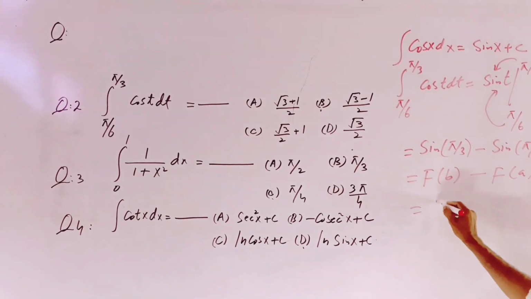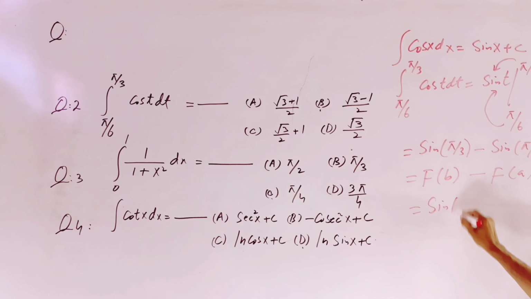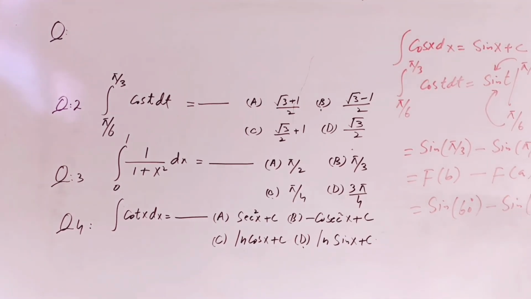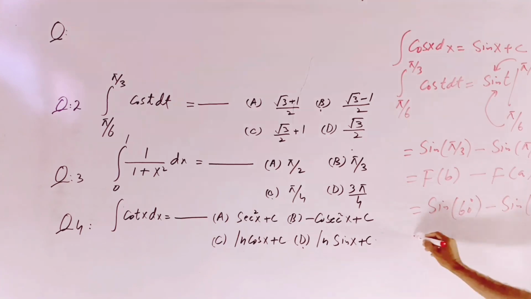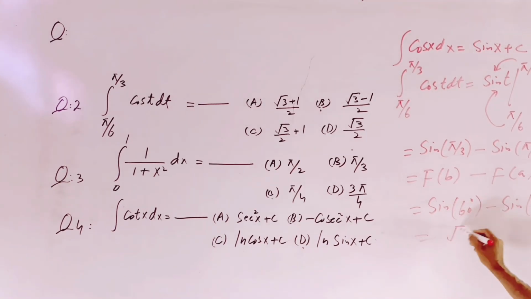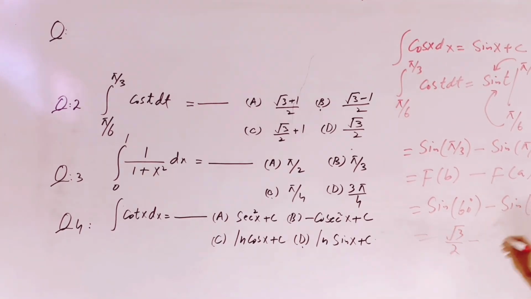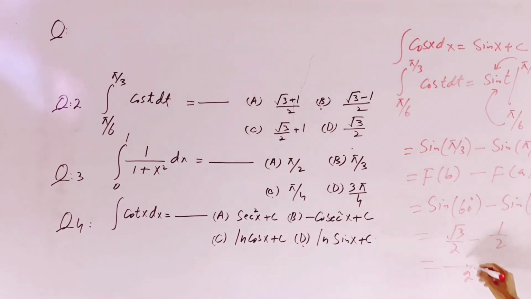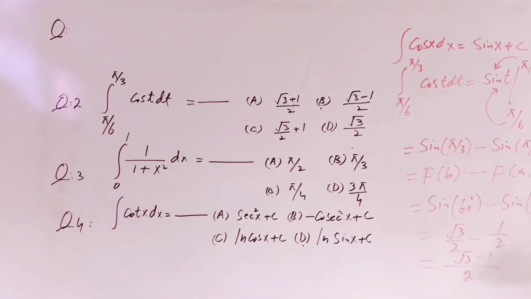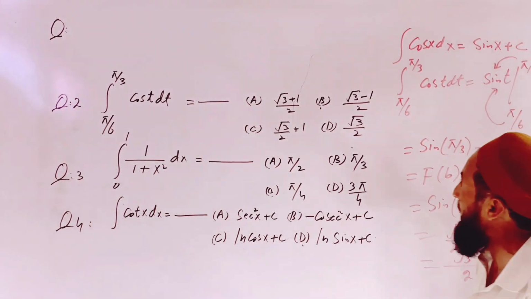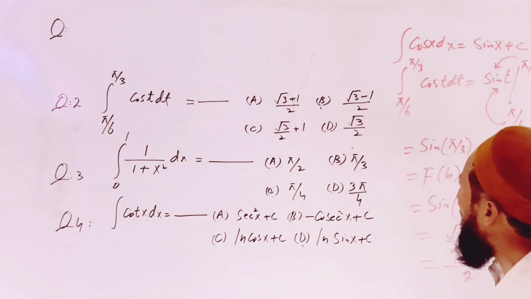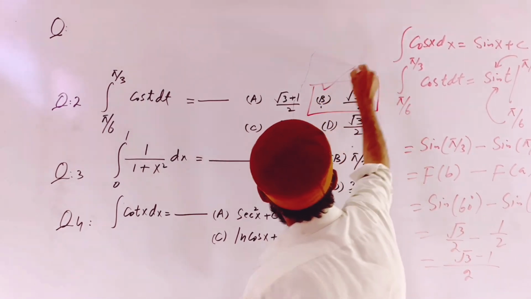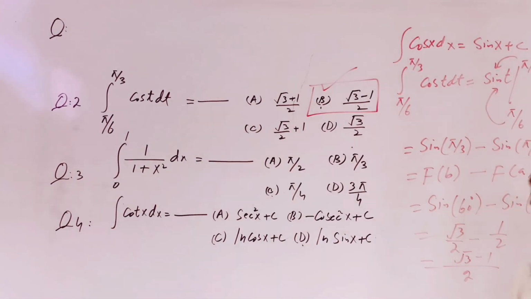So we get sin 60 degrees and sin 30 degrees. The result is sin 60, which we know is root 3 divided by 2, and sin 30 is 1 by 2. So 2 is the LCM, and we get root 3 minus 1 divided by 2. So the correct option here is B. B is the correct option.